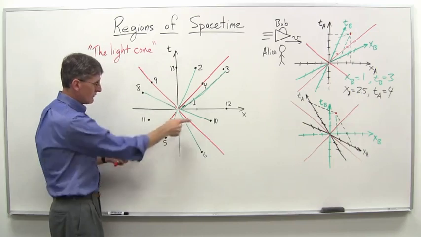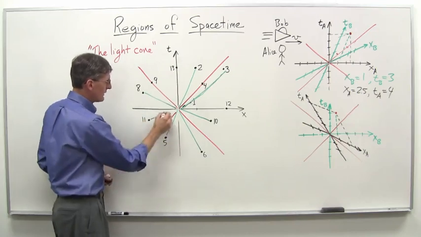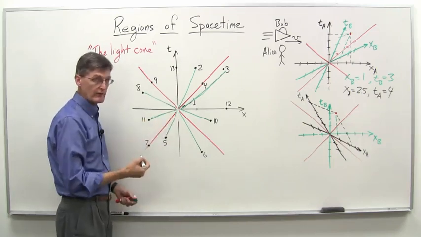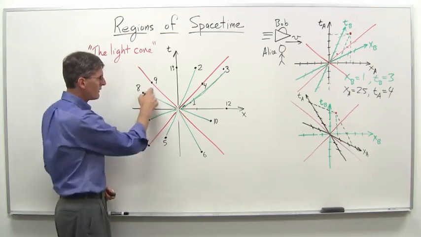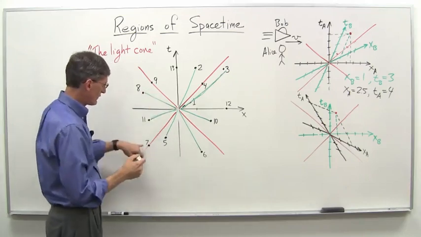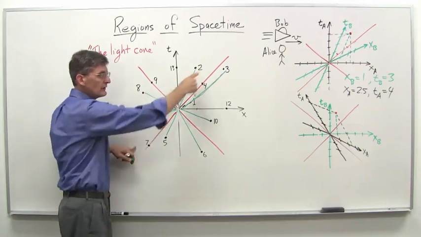11 over here, again, just like 10, really can't get to 0.1 in time. It has to go faster than the speed of light. What about 9 and 4? Notice, and also 7 down here, that they are right on the light cone.